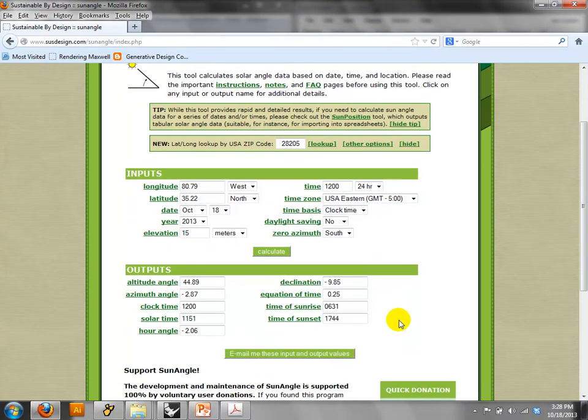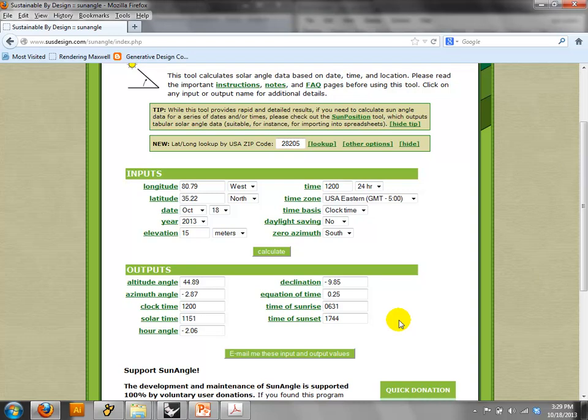There we go. And so this is actually going to give me the time of the sunrise, time of the sunset. The time I put in is noon, so it gives me the azimuth angle. It gives me all the information that I need, right? It tells me what those angles are. This is really handy because, remember, I want the angle and the azimuth of the sun at sunrise and sunset, so I can plug these numbers in and I can get those values.